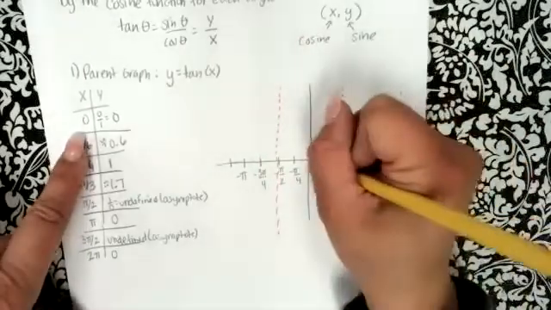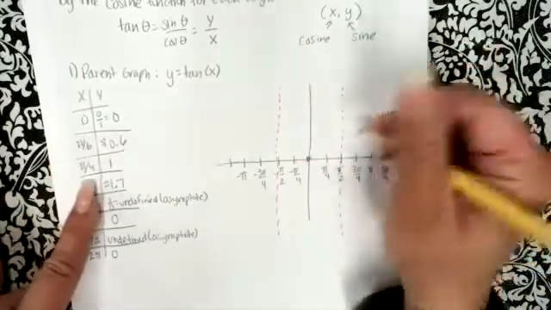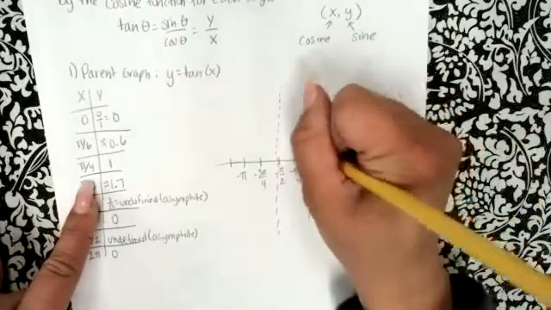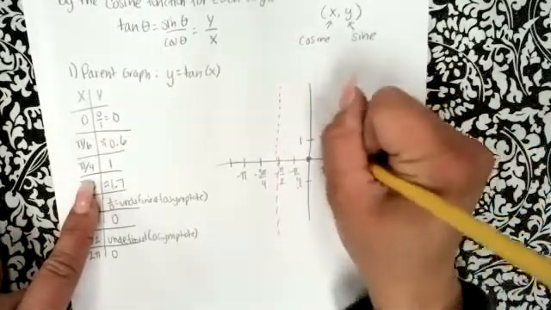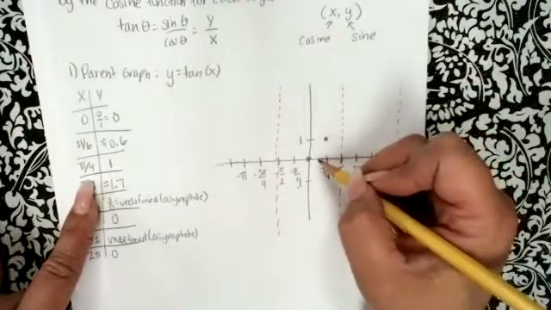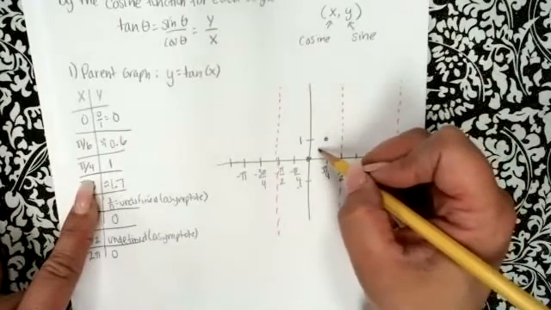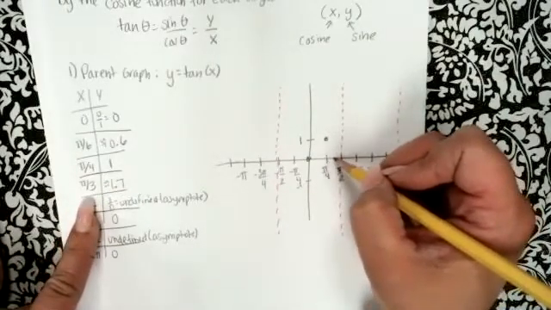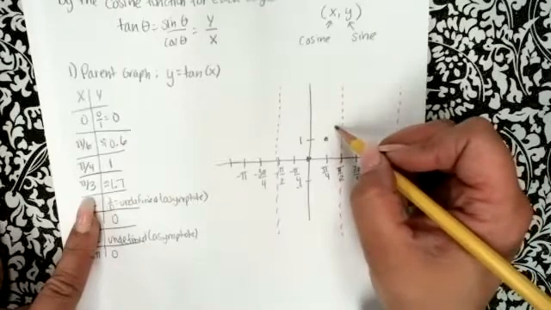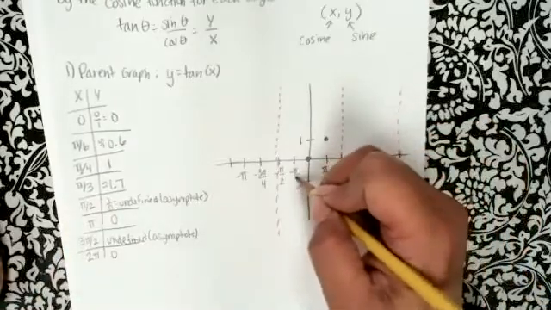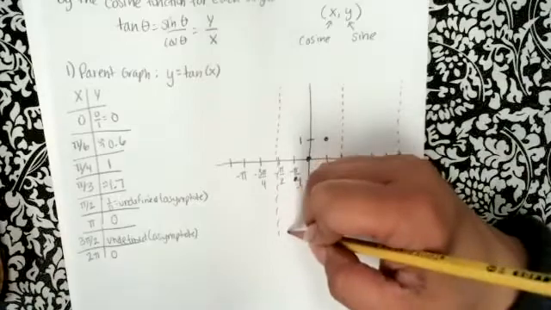At 0, I'm going to graph 0. At pi over 4, I'm going to graph a 1. Now, pi over 6 is right here. It's actually going to be 0.6. Pi over 3 is somewhere right here, and it's actually 1.7. So on this one, what's going to end up happening, it's going to look like this.